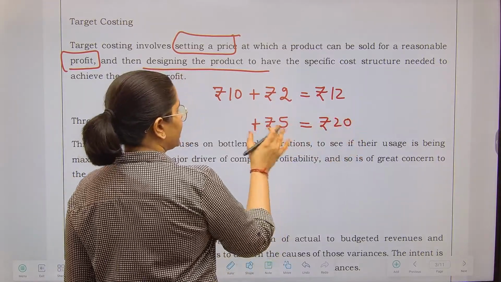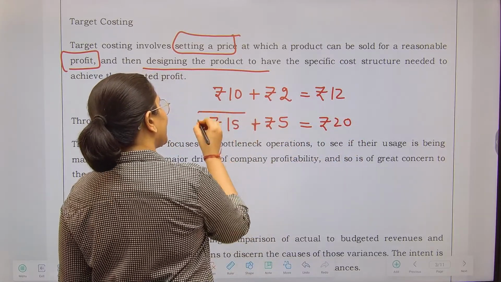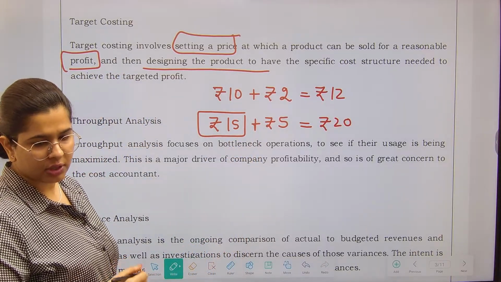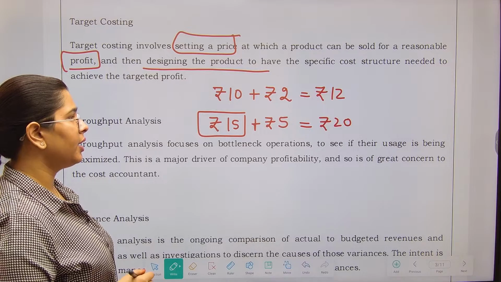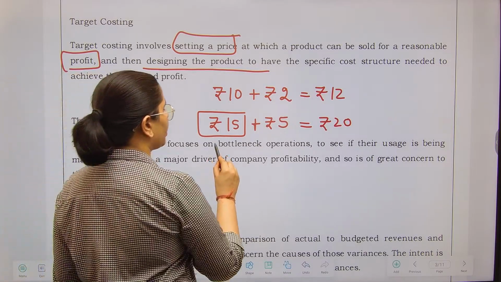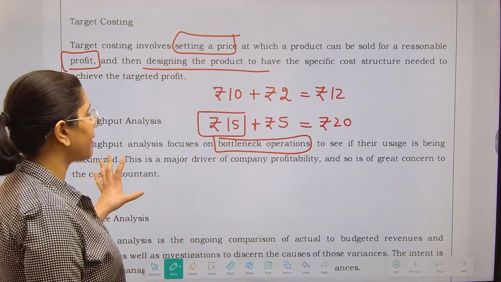So 20 minus 5, what remains? 15. So that means anyhow I have to keep my cost at 15. So this is called the target costing. ठीक है? Throughput analysis, it focuses on the bottleneck operations to see if the usage is being maximized.